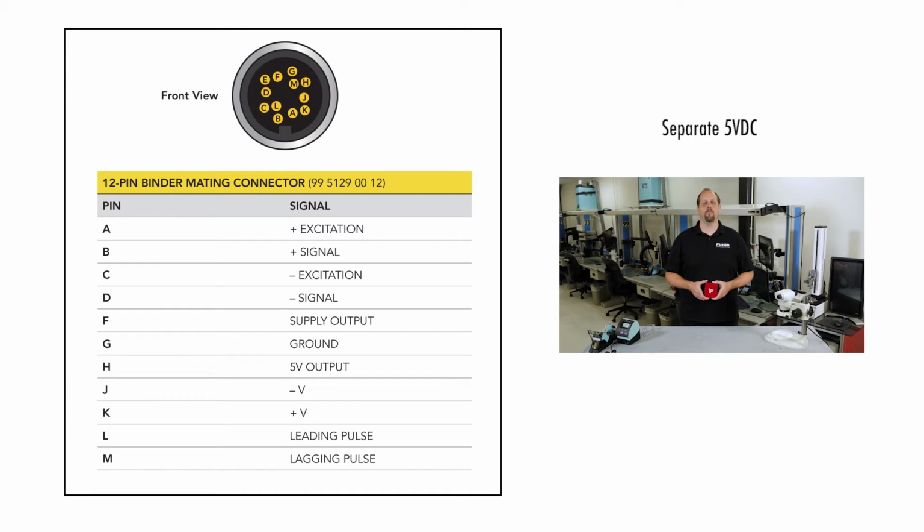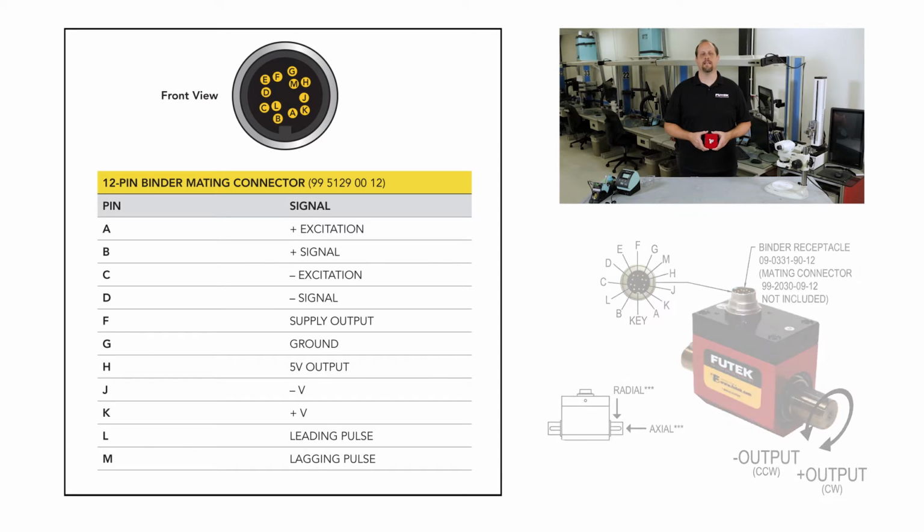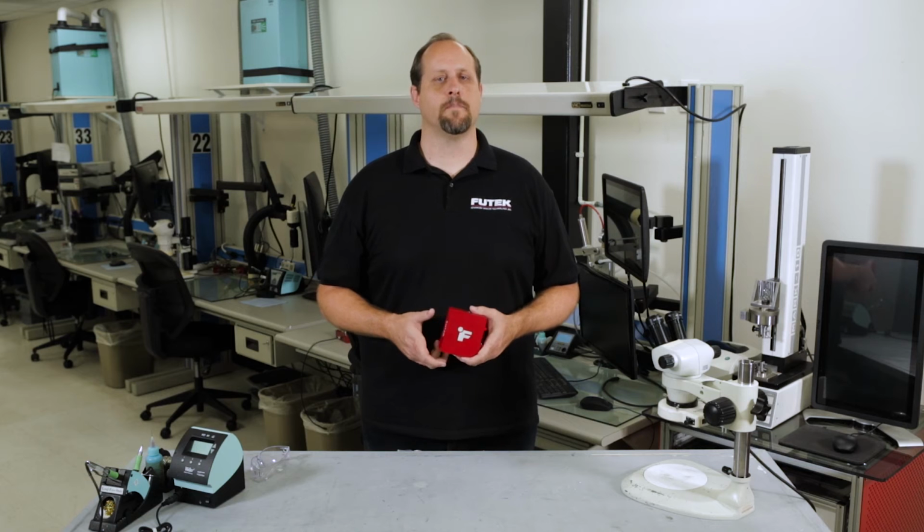A separate 5 volt output is available on pins G, ground, and H, positive 5 output, to supply items such as the encoder in the TRS-605 rotary torque sensor. In addition, pins L, leading pulse, and M, lagging pulse, can be utilized for the output of an encoder to allow the USB 520 and 530 to capture information for speed and angle.